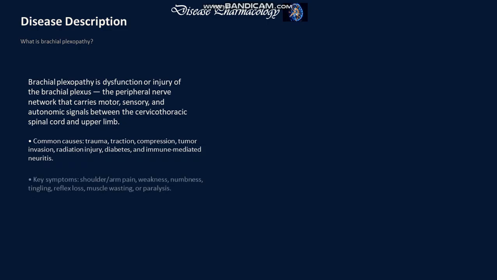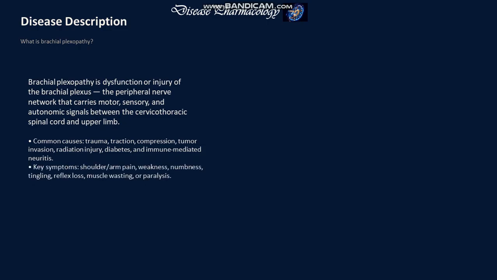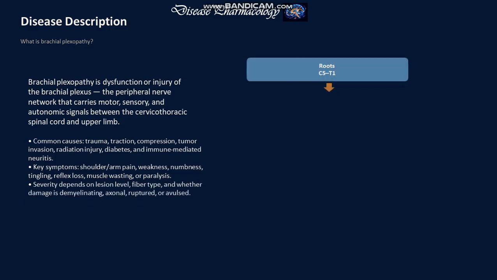Brachial plexopathy is dysfunction or injury of the brachial plexus. Common causes: trauma, traction, compression, tumor invasion, radiation injury, diabetes, or immune response. Key symptoms: shoulder and arm pain, weakness, numbness, tingling, reflex loss, muscle wasting, or paralysis. The C5 to T1 route is very important.